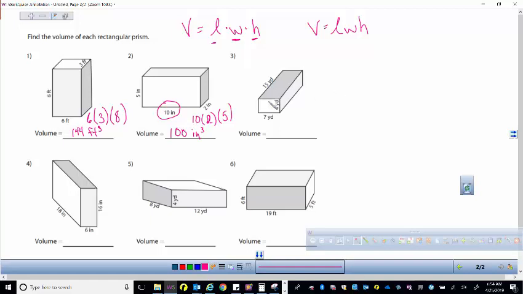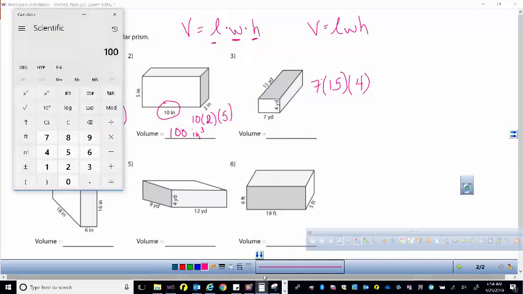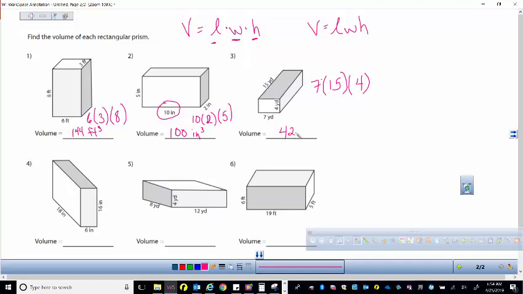Okay. This one, our length would be 7. Our width would be 15. And our height would be 4. And you're multiplying them. So 7 multiply 15 multiply 4 is 420 yards cubed.